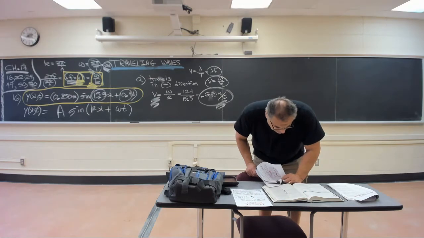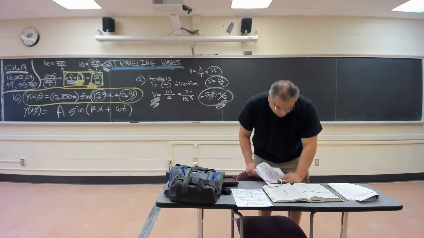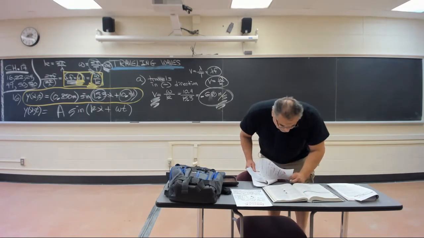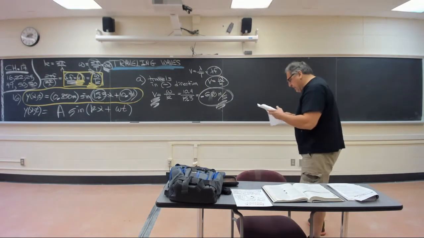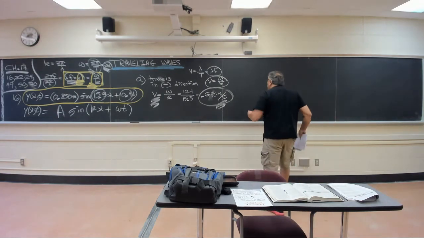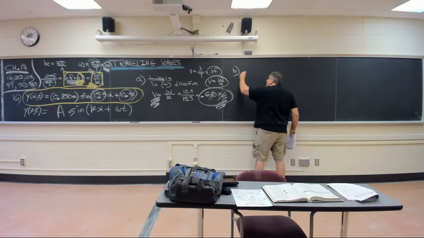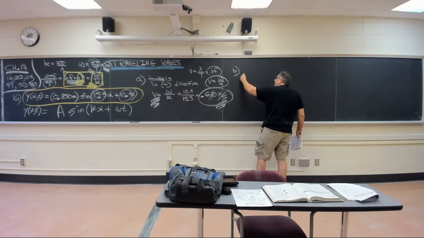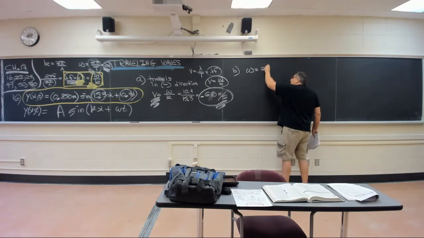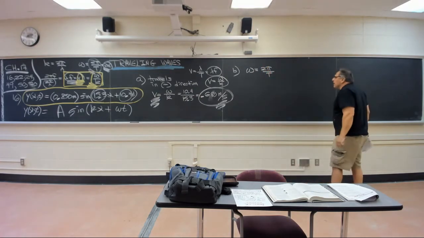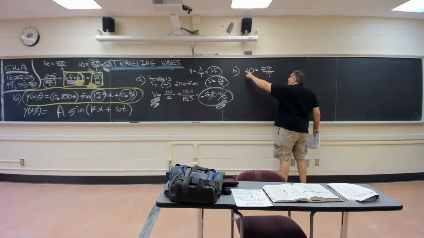They're asking what are the wave's period and wavelength? So, we know a lot of things. We know that omega is 2 pi f, or 2 pi over capital T. What do you say you multiply by T on each side and divide by omega?